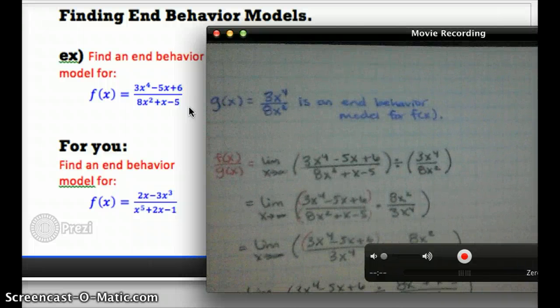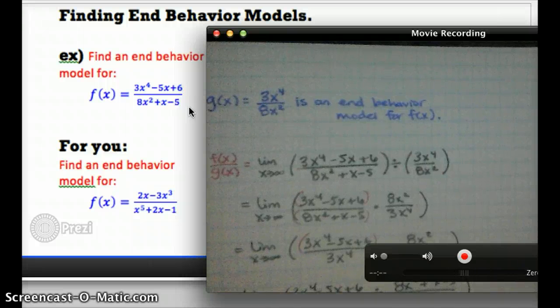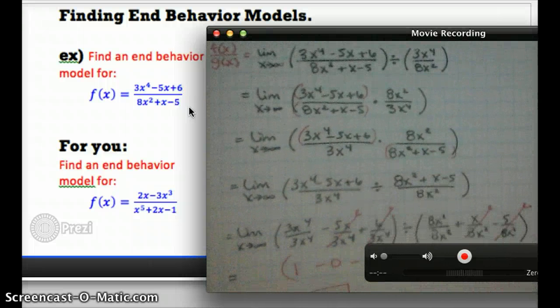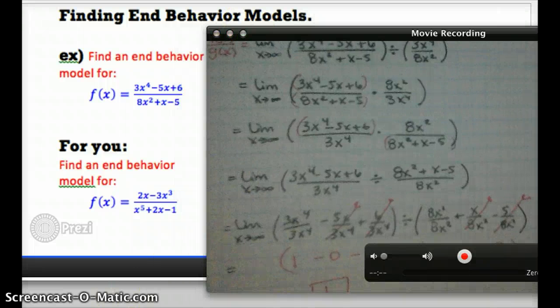And this is it. Try using the same steps to do the one that's for you. When you hit play, I'll show you what the work could look like. If you need to, go back and look at my work, because I know I went through it a little bit quickly, but it's all just little algebraic steps.